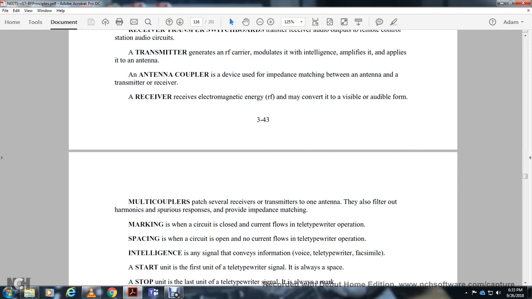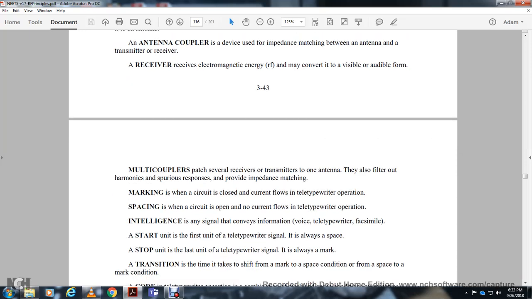Marking: any circuit with current flow, for the typewriter operation. Space: the circuit is open, no current flow, for the typewriter operation. Intelligence signals are data, teletypewriter, and voice. Start: the first unit of the teletypewriter signal is always a space. Stop: the last unit of the teletypewriter signal is always a mark.